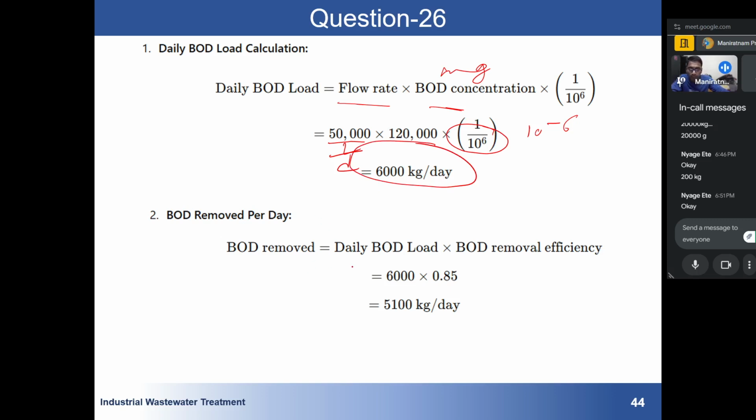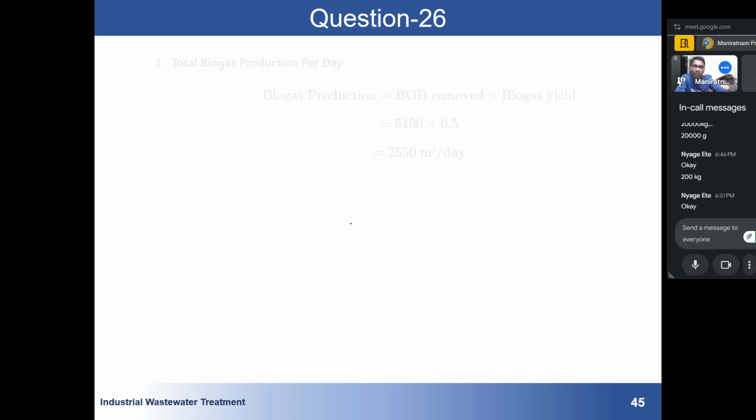Then how much BOD is removed? The removal efficiency is 0.85. So 6000 kg is coming into the system and 85% is removed. 6000 into 0.85 is 5100 kg per day. So this much BOD has been removed.